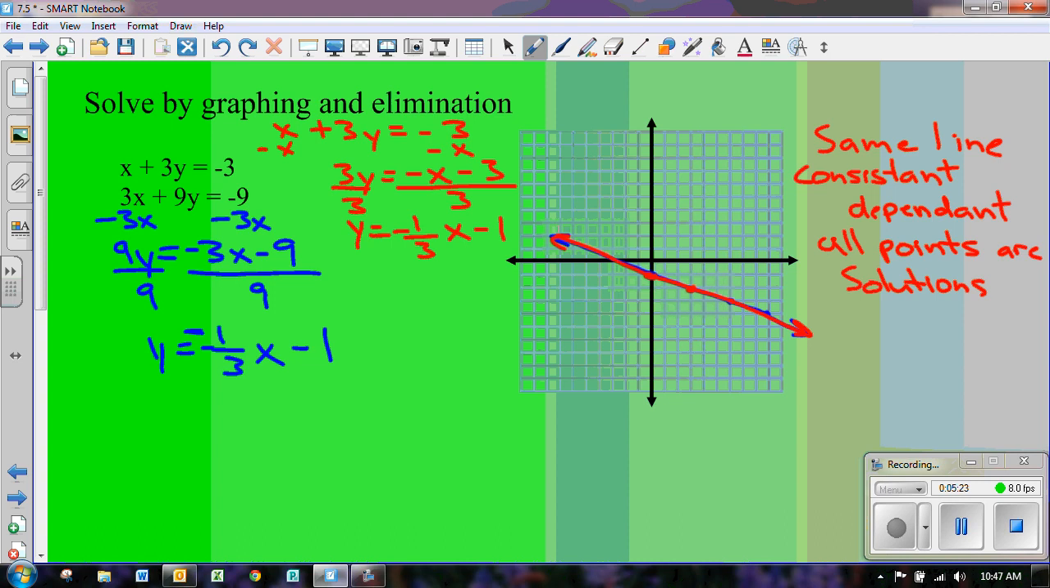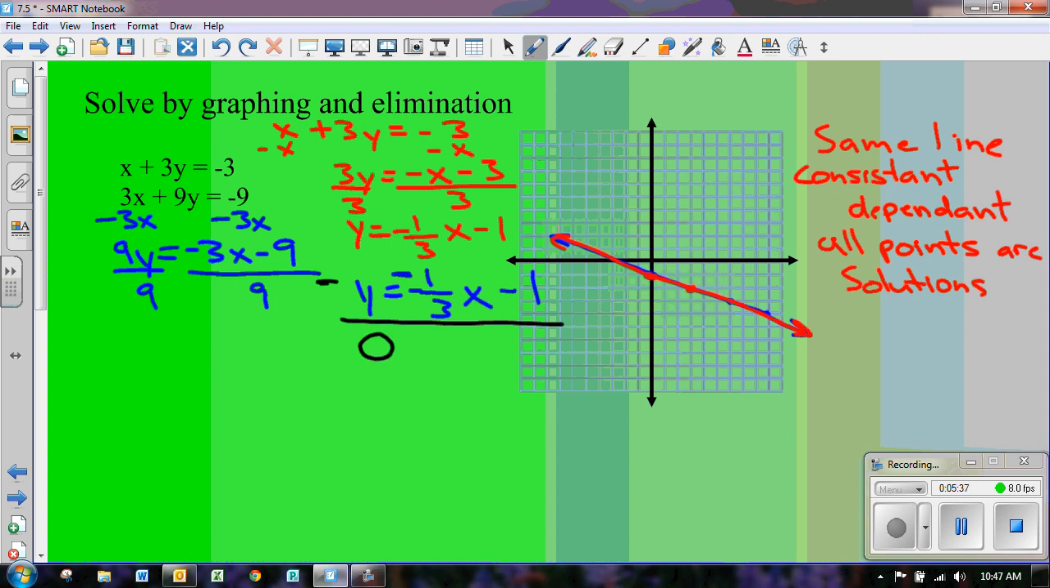Let's go back and look at our equations then. Solving by elimination, we're going to have to subtract again. So y minus y gives me 0, negative 1/3 x minus negative 1/3 x gives me 0, and negative 1 minus negative 1 gives me 0 also. So 0 equals 0. In this case, that means it's going to be a consistent dependent system.